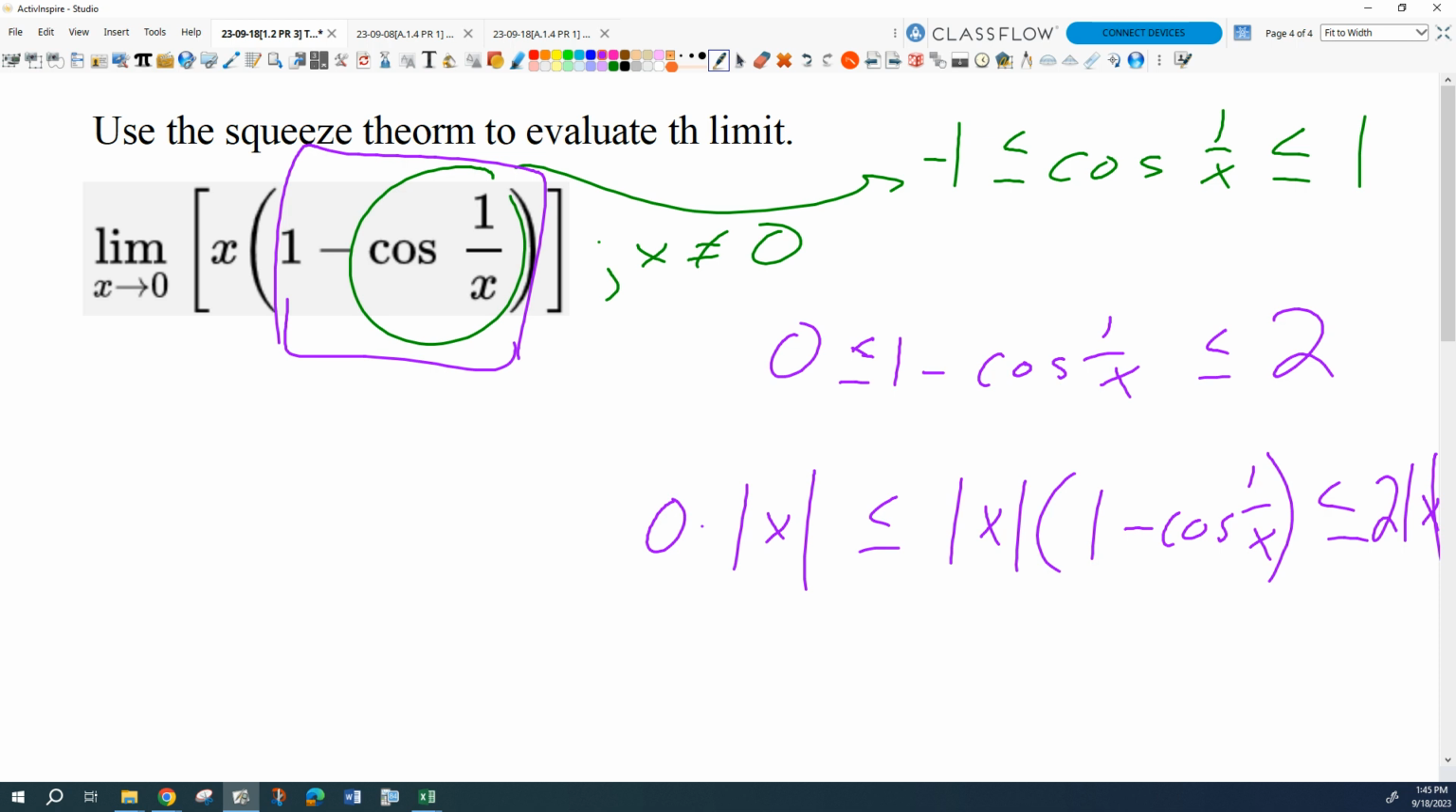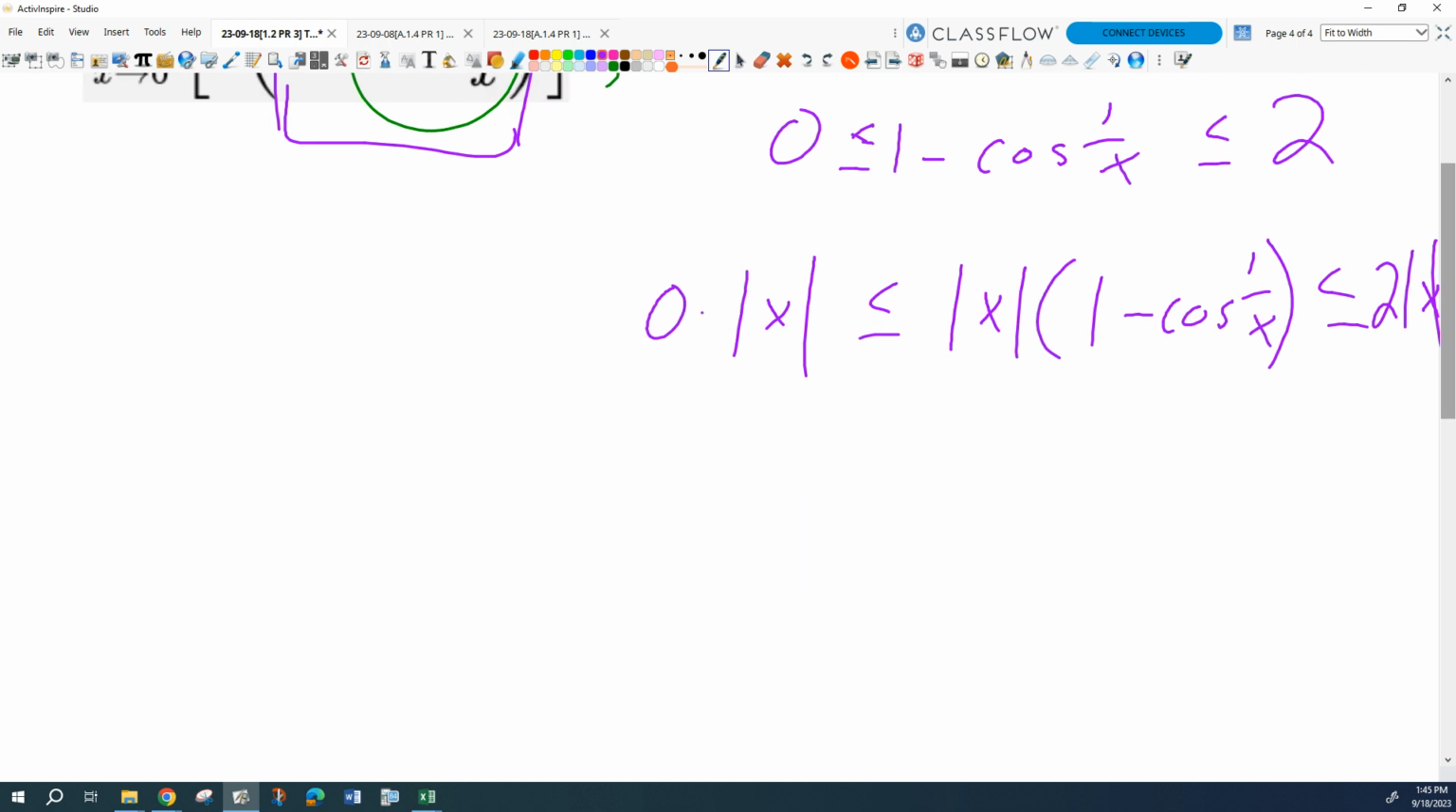Right. Okay, well, as x approaches 0 then, what value is this limit going to go to? 0. Yeah, right. What's that limit going to go to? 0. So this one must go to 0, right? Everybody agree? Okay, so let's look at this.